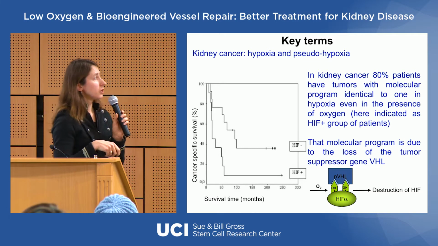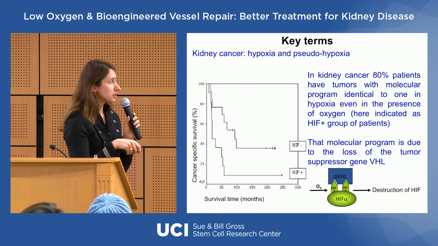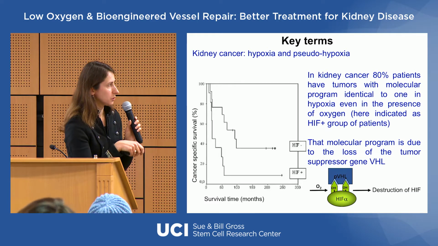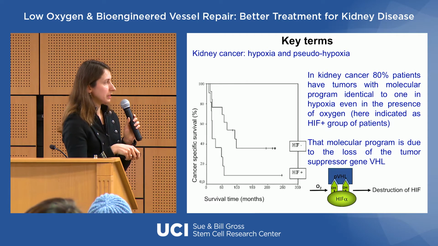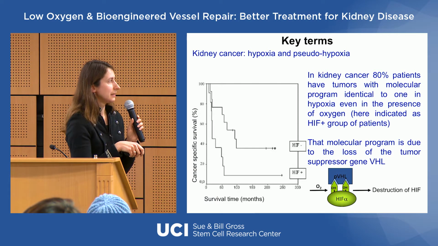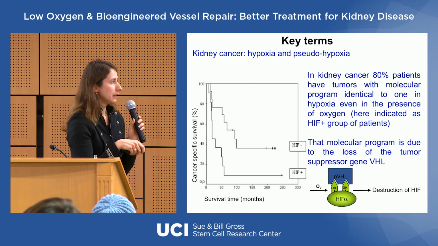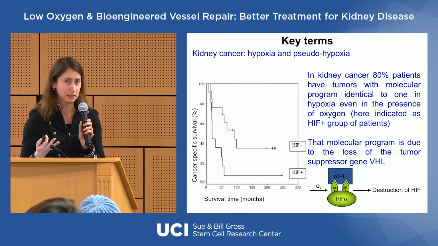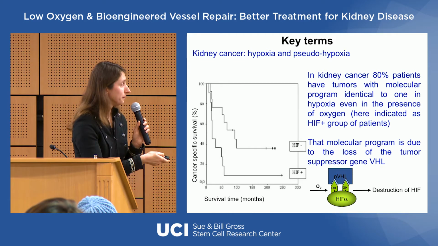That molecular program is due to the loss of the tumor suppressor gene VHL. So let's just look at this one more time. In the presence of oxygen, we have this modification of hypoxia-inducible factor. Then it is recognized by the VHL tumor suppressor, and this leads to destruction of hypoxia-inducible factor. So in the presence of oxygen, we do not have this transcription factor around.